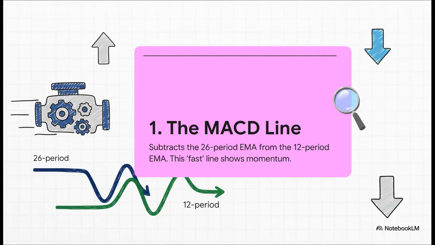First up, you have the MACD line itself. This is really the engine of the whole indicator. All it is is the difference between two moving averages, a short-term one and a long-term one. These are called exponential moving averages, or EMAs, which just means they put more weight on the most recent prices. You subtract the long one from the short one, and boom, you get the MACD line. This is your fast line.